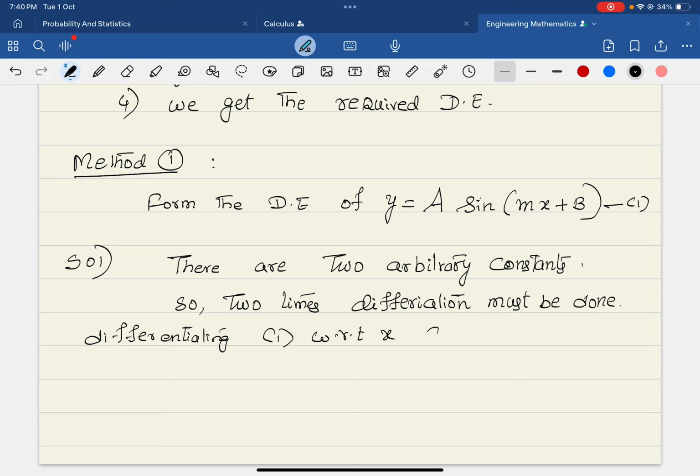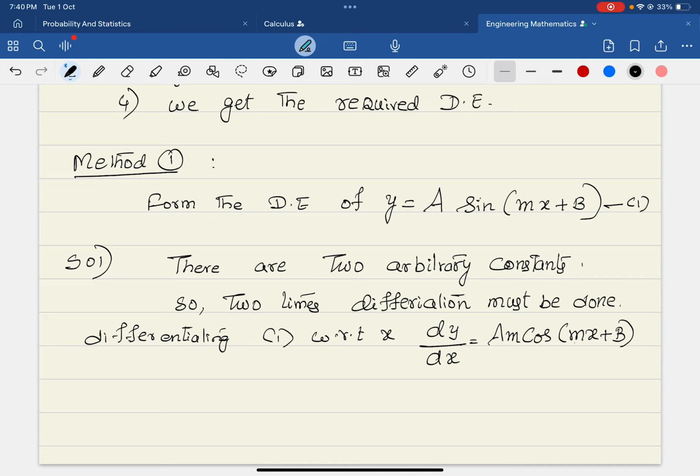So when we differentiate equation 1 with respect to x, y derivative is what? dy by dx is equal to a times of, now what is the derivative of sine? Sine derivative is cosine of mx plus b. Now we have to use the chain rule, right? Inside there is a function whose coefficient is m. So it is a into m times of cosine of mx plus b.